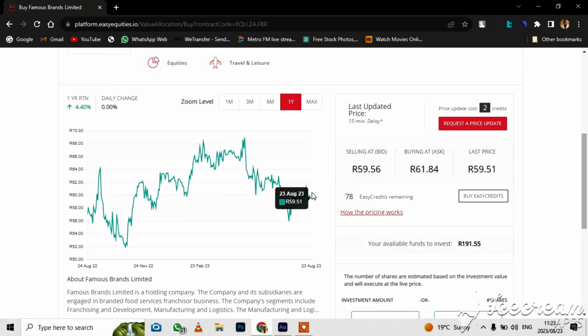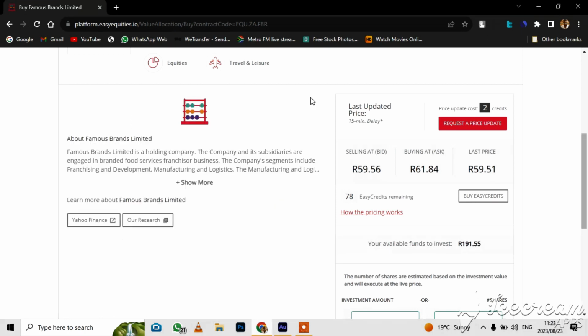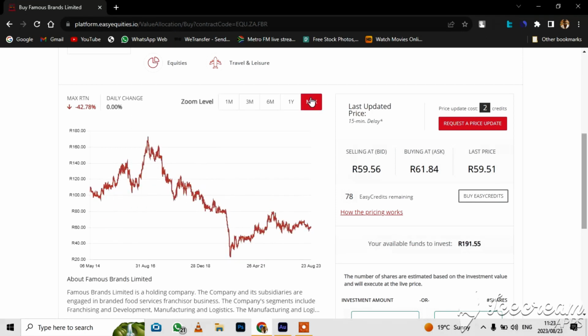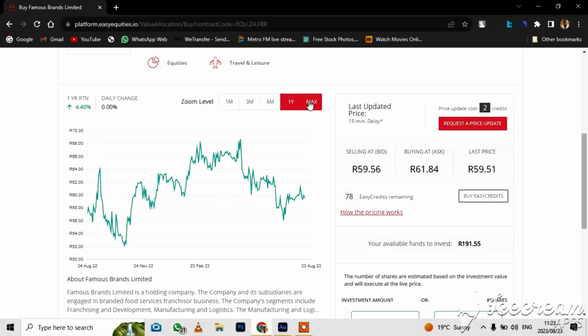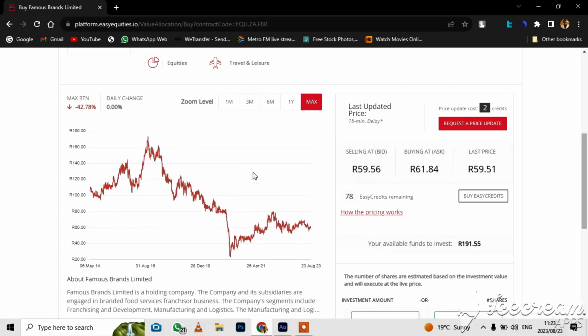Let's go for a 10-year period. How has it been performing? Maximum is 10 years, 2014. Here it is, 06 May 2014 to 2023. That's 10 years, guys. 10 years ago, you would buy shares at 104.